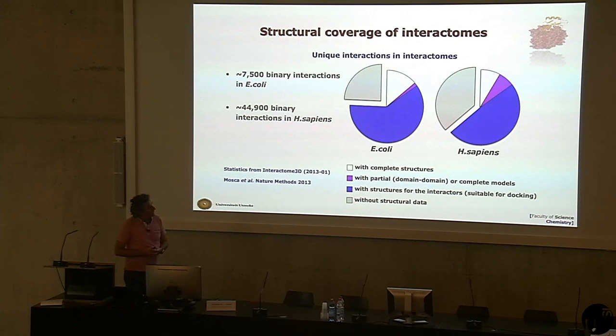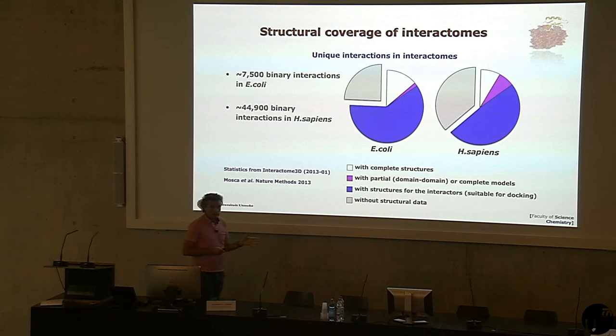So these are old statistics taken from the Interactome 3D database from Patrick Aloy in Barcelona. And you can update these, but the picture does not change that much. So this is statistics about the structural coverage of interactomes. So let's look at human. At that time, there were 45,000 documented interactions in the database. There are many more interactions.